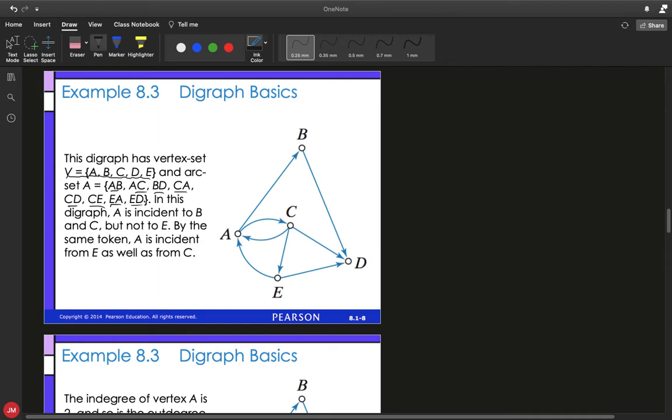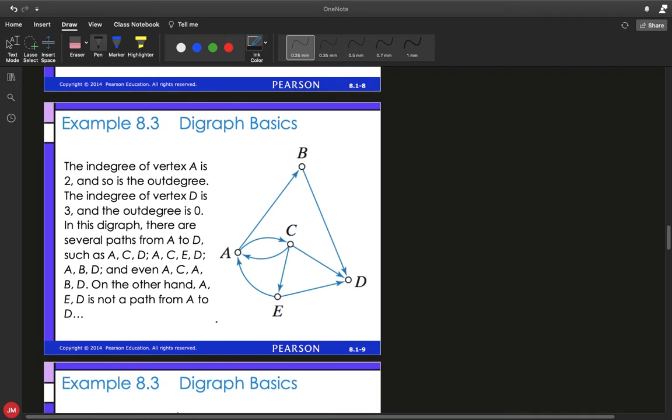We could also describe it in this way. A is incident to B, and A is also incident to C, but A is not incident to E because there is not an arc that goes from A to E. Now, A is incident from E, meaning that you can go from E to A. It's also incident from C, meaning you can go from C to A. So if you're wondering how to use that vocabulary for incident, there's a big difference between saying incident to and incident from. So just be aware of that vocabulary.